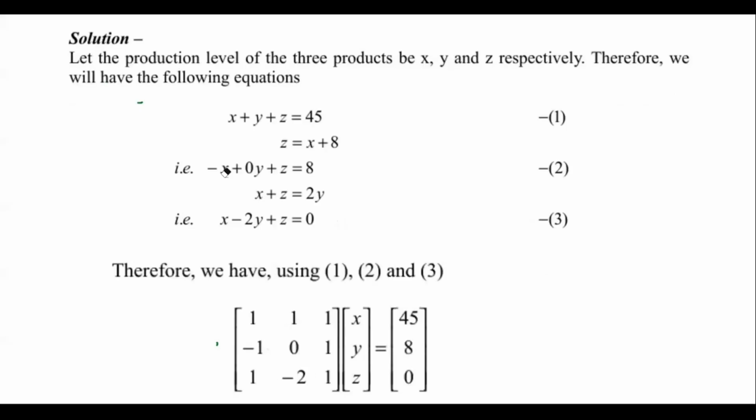So you take the coefficients, 1, 1, 1, minus 1, 0, 1, 1, minus 2, 1, put them all in a matrix, times X, Y, and Z, which must add up to 45, 8, and 0. So you want to find X, Y, and Z. What's this Cramer's rule business they're talking about? What's the Cramer's rule they're talking about to find X, Y, and Z?